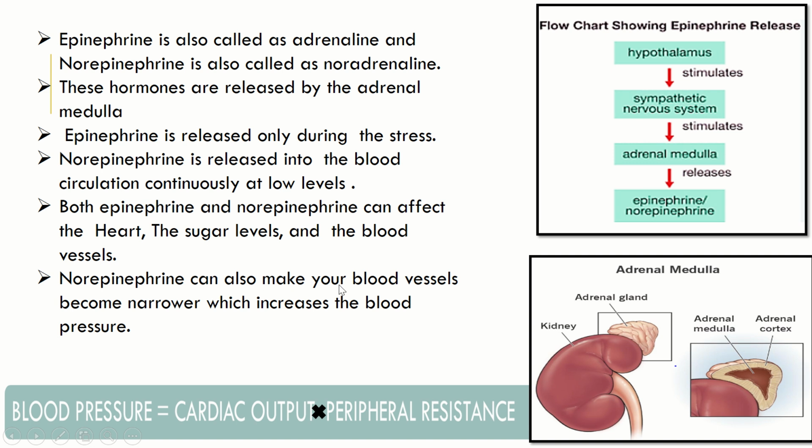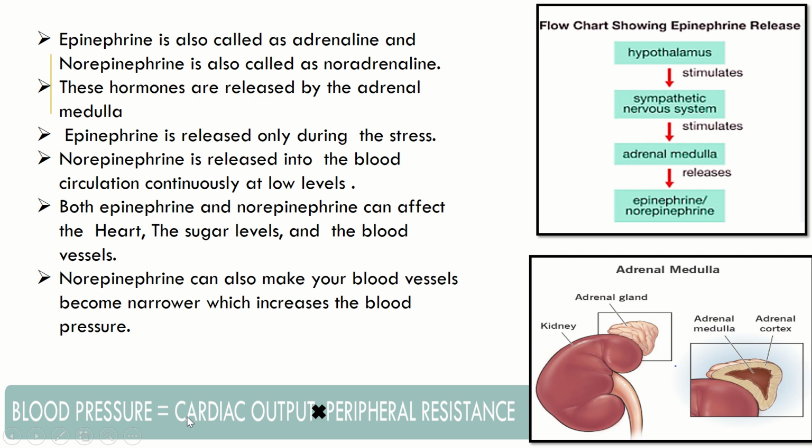Norepinephrine can also make your blood vessels become narrower, which increases the blood pressure. We already see that norepinephrine helps to maintain the blood pressure, but because of the increased production, sometimes it causes too much narrowing of the blood vessels and it increases the blood pressure. So this is the flow chart. The hypothalamus in the brain stimulates the sympathetic nervous system, which stimulates the adrenal medulla, and it releases the epinephrine and norepinephrine.